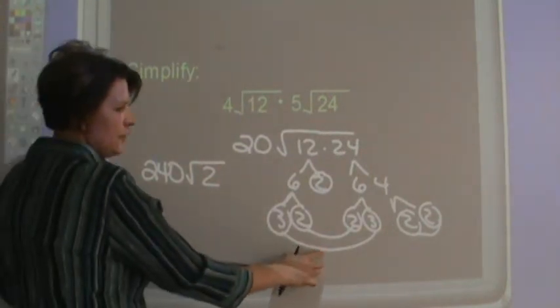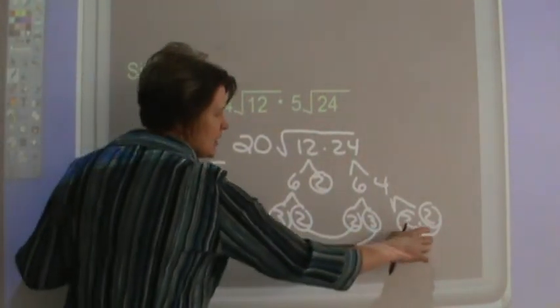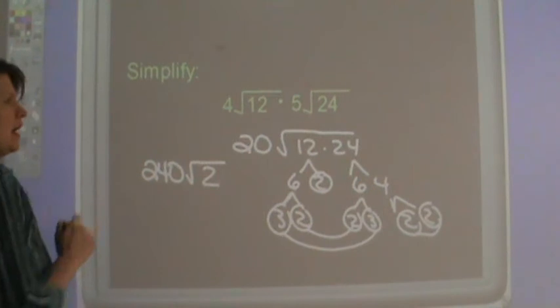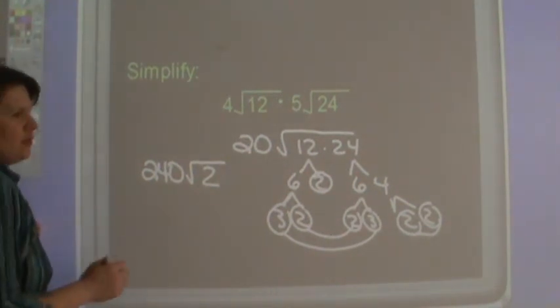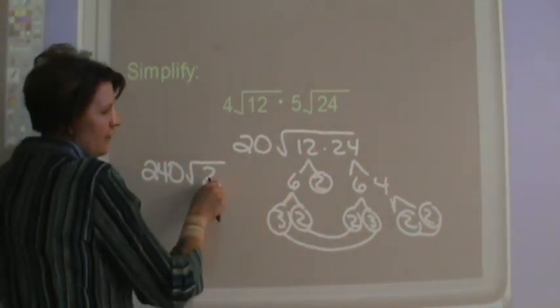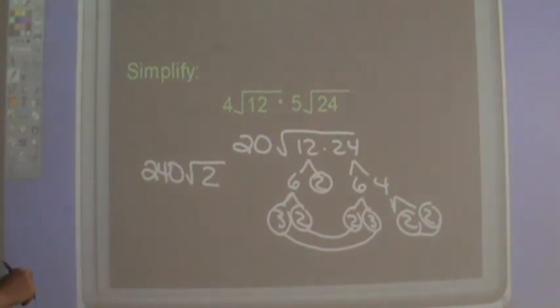Okay? So again, I had 3 times 2 is 6. 6 times 2 is 12. 12 times 20 is going to give me 240. But I still had this guy left, so he's got to stay underneath the radical.